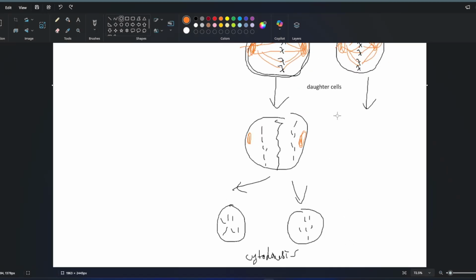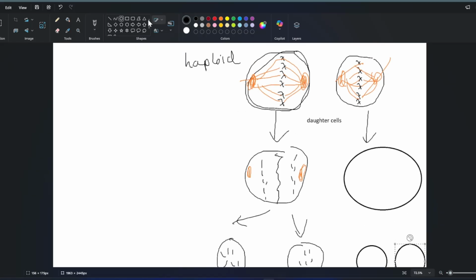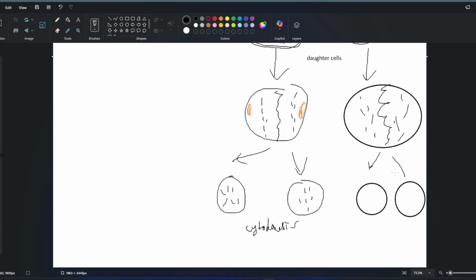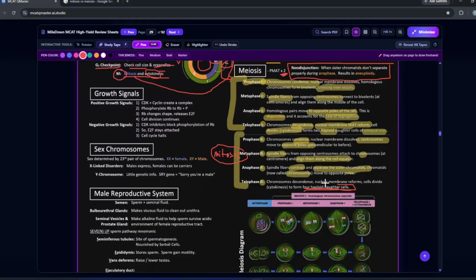You don't see these 2, but this one is here. These 2 are here too. So if it goes through the same thing on this side, both of them go through it, right? So they split, and then it's fully split, right? And then you get 4 cells. So here's 1, here's 2, here's 3, here's 4. And those are your 4 haploid daughter cells.